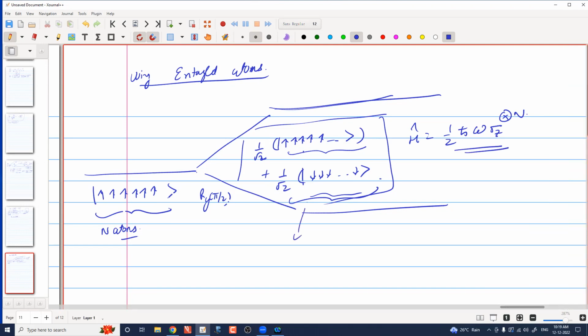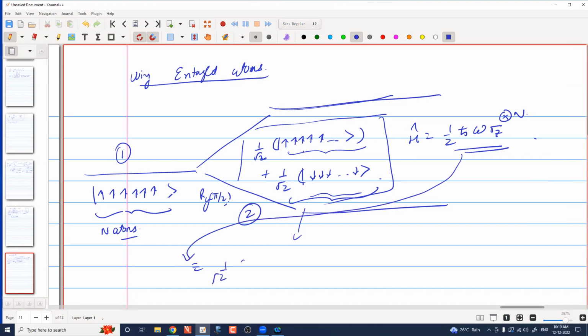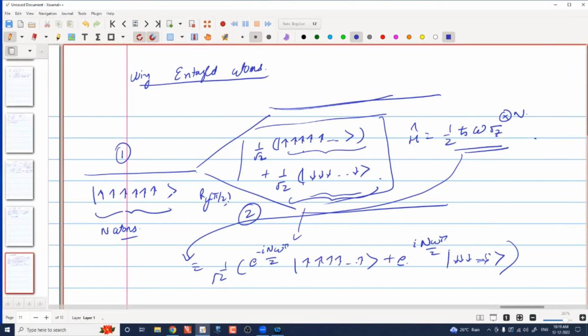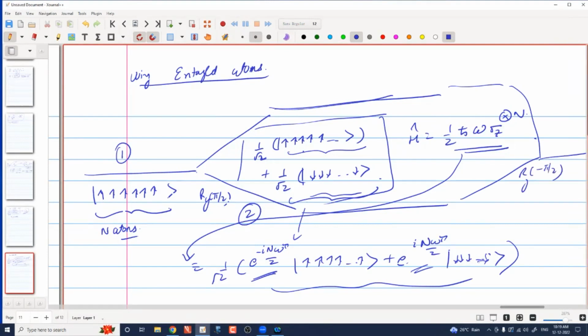So this was 1, this was 2. And after the evolution, I'll have this state. Again, the value of the parameter is hidden in the relative phases. I have to again rotate it, flip it, and what do I get?